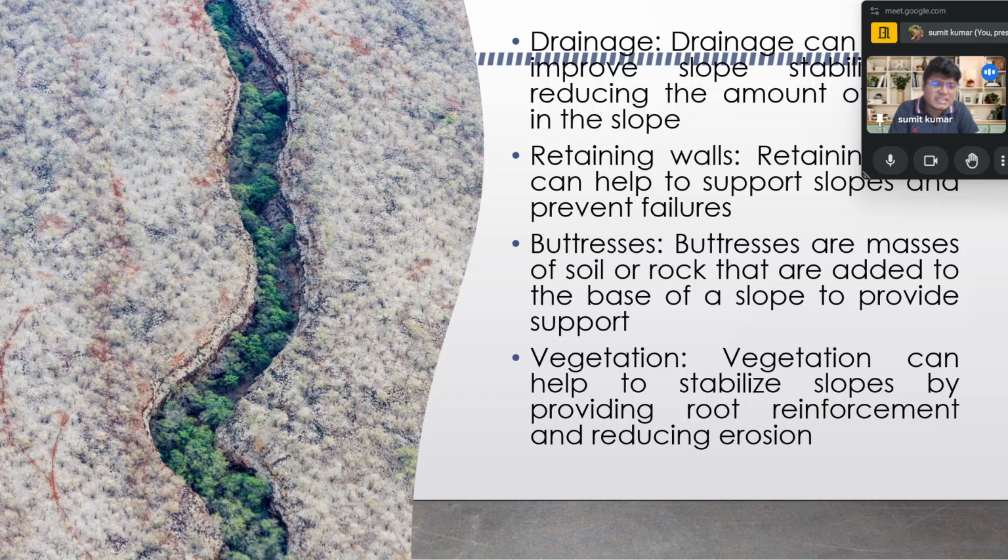When we talk about the retaining wall, it can help to support the slope and prevent the failure. And when we talk about the buttress, buttresses are masses of soil or rock that are added to the base of the slope to provide support at the base of the slope. The failure chance that could be there will be reduced with the help of implementing the buttress. And as I have said earlier many times, it has also been found that vegetation helps to stabilize the slope by providing root reinforcement and reducing erosion in a way.